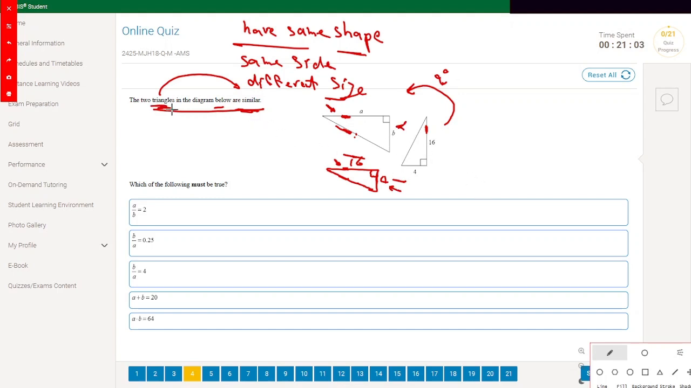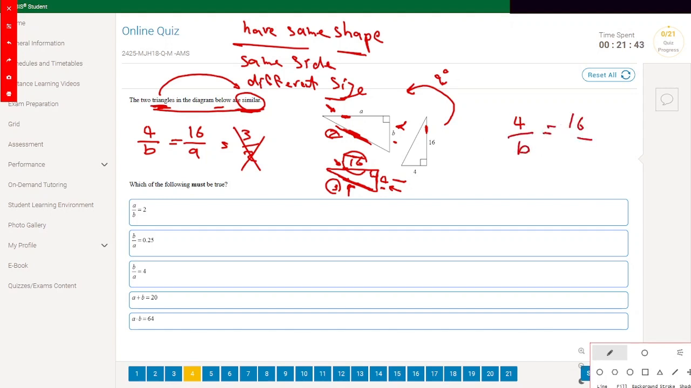So once I hear that the two triangles are similar, I have the equation which says that the sides, for example 4 divided by b, will be equal to 16 divided by a. And also the hypotenuse, let's say 3, will be equal to 2, so 3 over 2, but here I don't have the sizes for these two hypotenuses. So I will have 4 divided by b equal to 16 divided by a.